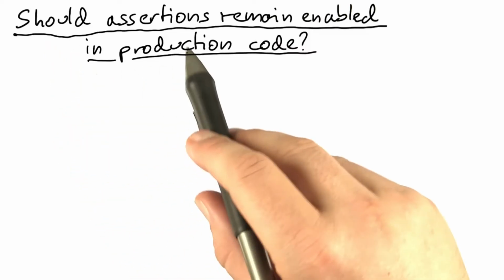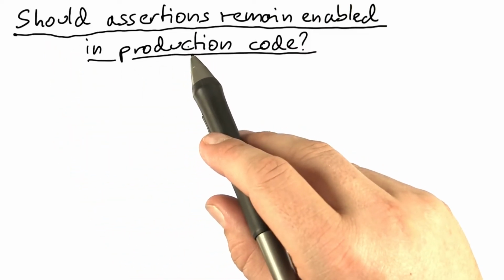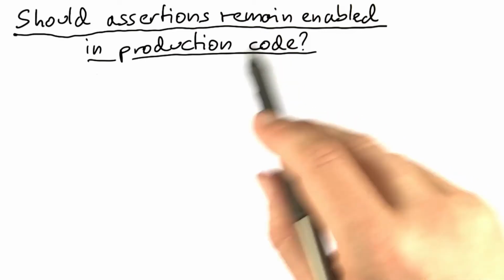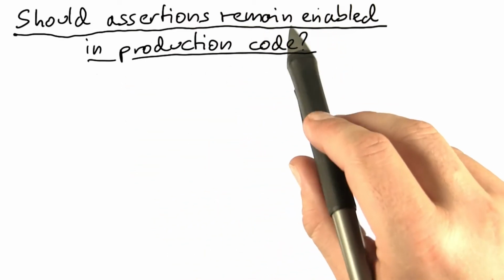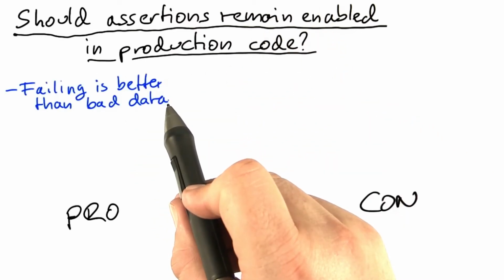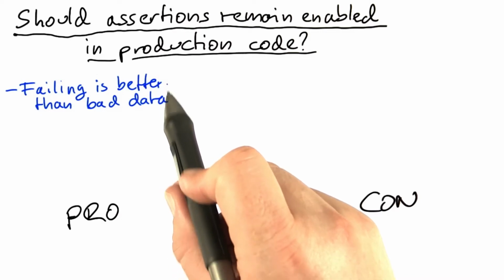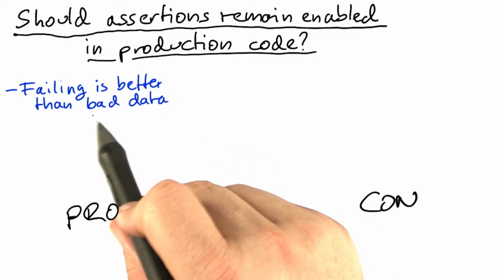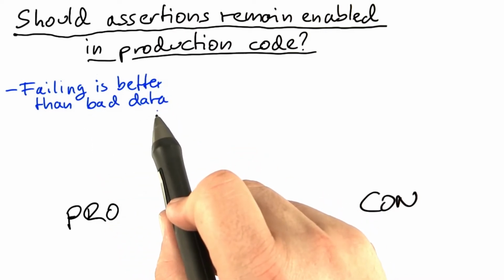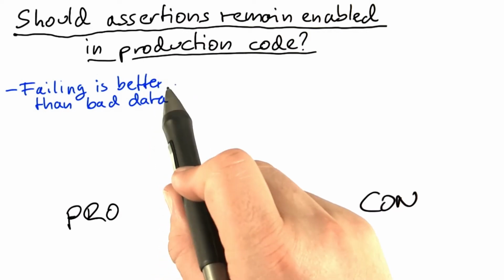Finally, it's always a good question whether assertions in production code should remain enabled or not. Here's some points to consider. First, failing is better than bad data. If your program fails with an assertion, you know that there's an error. If it simply produces a bad result without actually checking it, then this may have far worse consequences than failing.